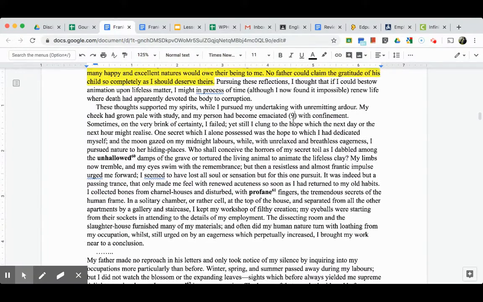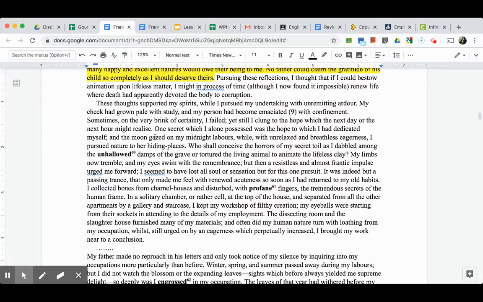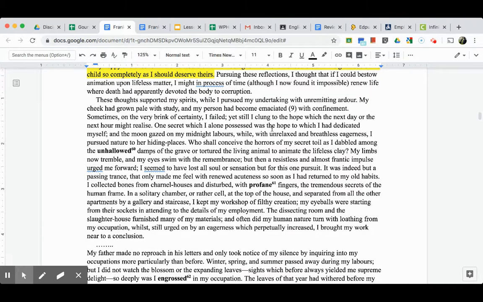But emaciated means completely stripped, like someone who's been starving or in poverty looks emaciated, skinny. So that's how this person had become with confinement. Sometimes on the very brink of certainty I failed, yet still I clung to the hope which the next day or the next hour might release. One secret which I alone possessed was the hope to which I had dedicated myself.